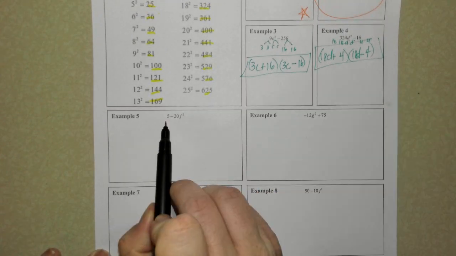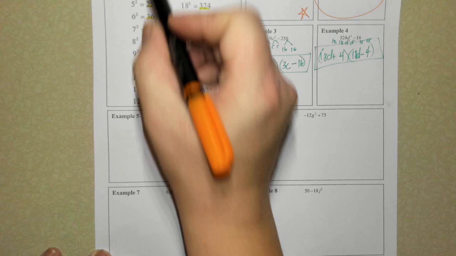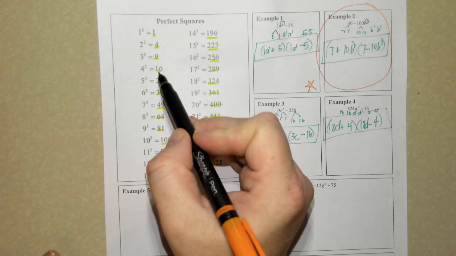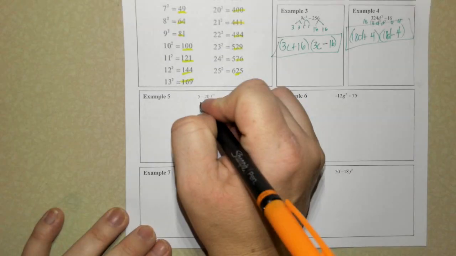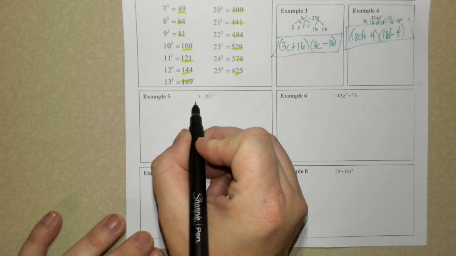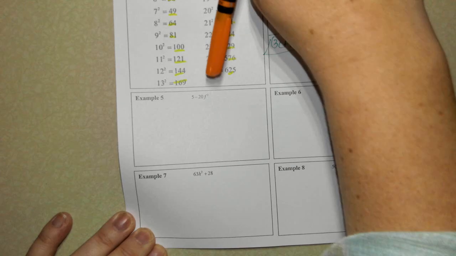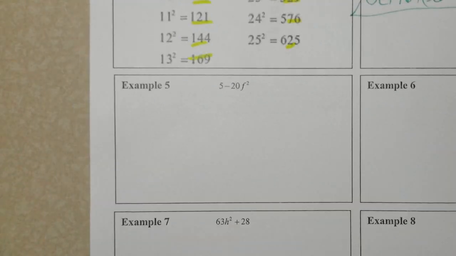Example number 5. 5 and 20, are they on the highlighted part? Yes or no? No, okay, so now here's what we do when they're not on the highlighted part. I go to the smaller of the two numbers, which happens to be 5. I want to zoom in here so it's a little bit easier to see for you guys.